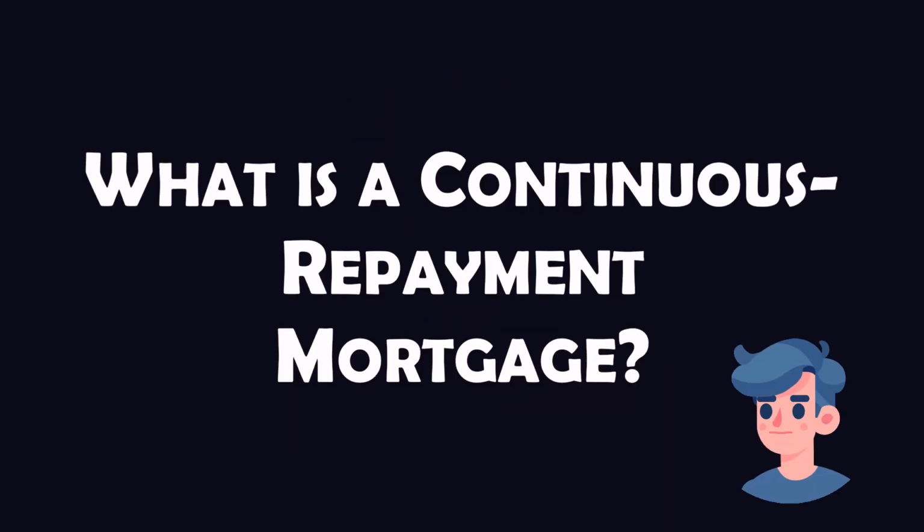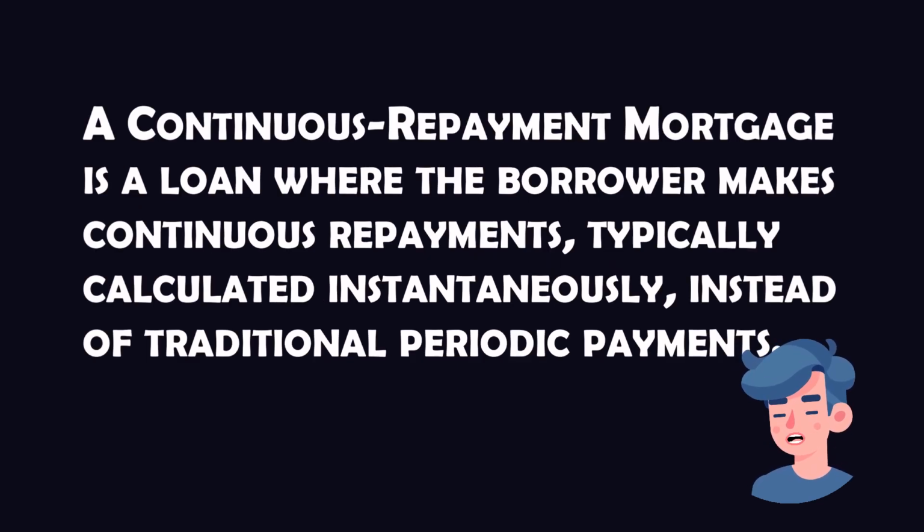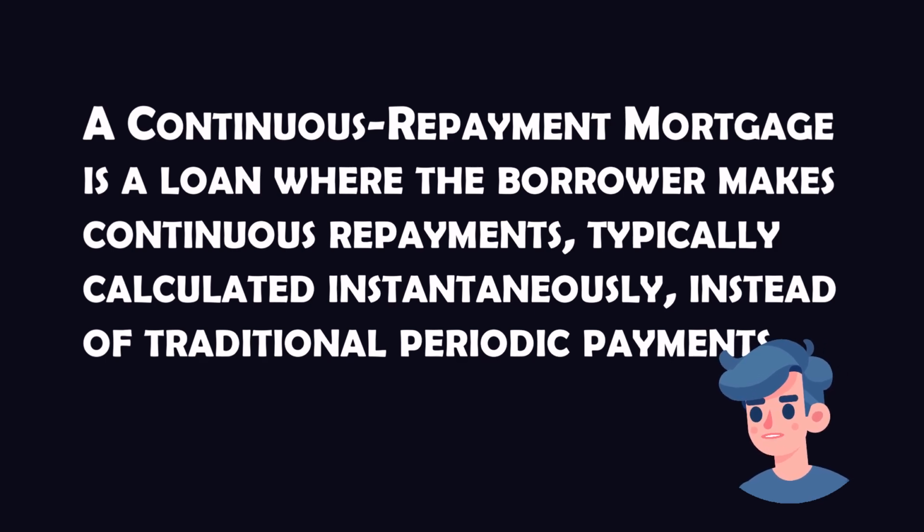A continuous repayment mortgage is structured to require constant repayment over time, rather than periodic payments like the traditional fixed-rate mortgages. This model aims to reduce the total interest paid over the life of the mortgage.